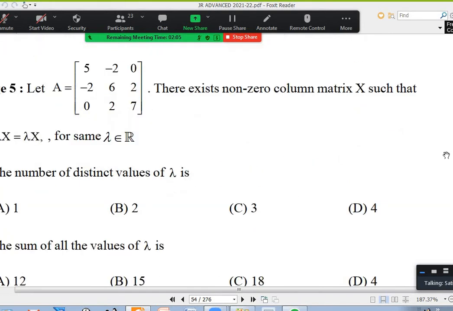Passage 5 is that you can do it. What is this passage 5?